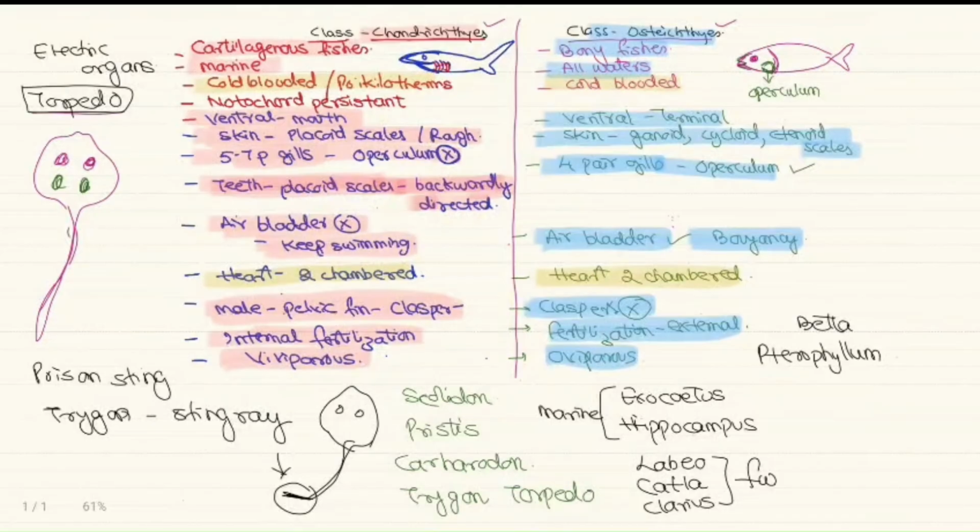So common examples are for chondrichthyes, scoliodon, dogfish, pristis, sawfish, carcharodon, the white shark, trigon, stingray, torpedo, electric ray. Examples for osteichthyes, the marine forms Exocetus and Hippocampus, the freshwater forms like Labeo, Katla, and Clarias, and the aquarium fishes like Betta and Pterophyllum. So this is about the fishes, chondrichthyes and osteichthyes. In the next series, we'll continue with the amphibia.